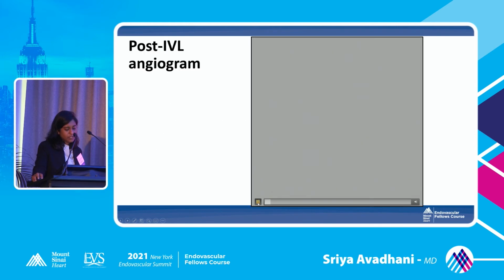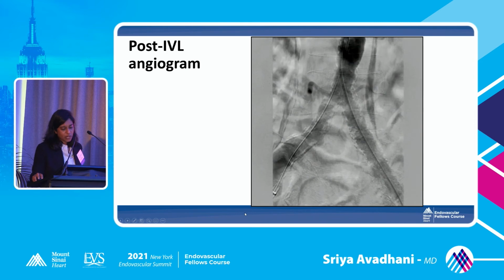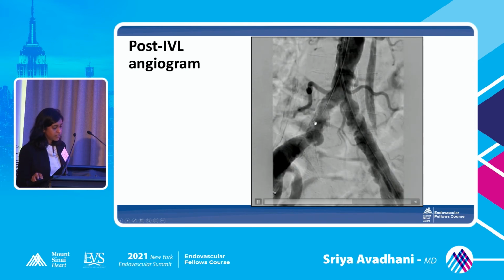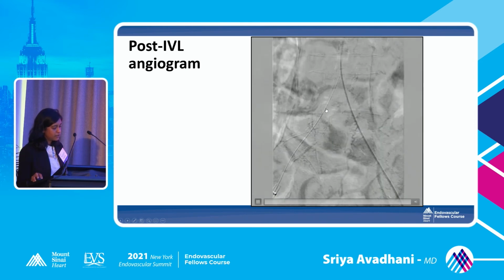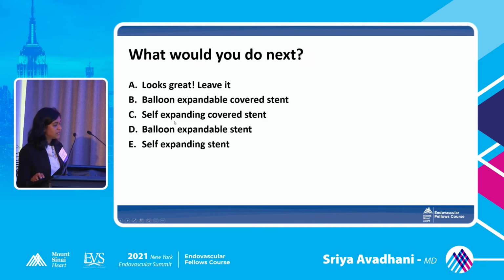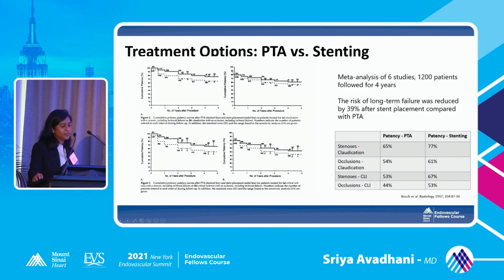So this was our angiogram after shockwave. We had a pretty decent luminal gain, good flow, no real complications that we could appreciate. So at this point, would you take this result, or would you stent it? And if you were to stent it, what kind of stent would you prefer? And I'll just go over to the next.